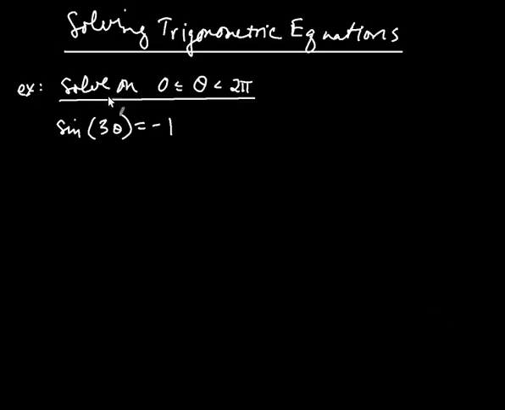Okay, in this video we're going to be solving trigonometric equations, and I thought we'd just jump right into a couple of examples here. For this first example, we're asked to solve on this interval. That is, we want to find an angle theta that's greater than or equal to 0 but also less than 2 pi. Okay, now we want sine of 3 theta to be equal to -1.